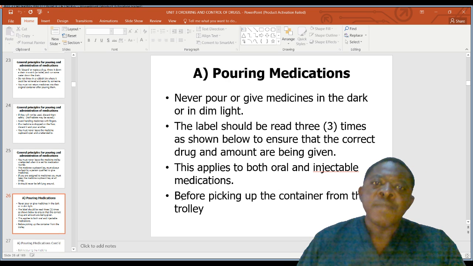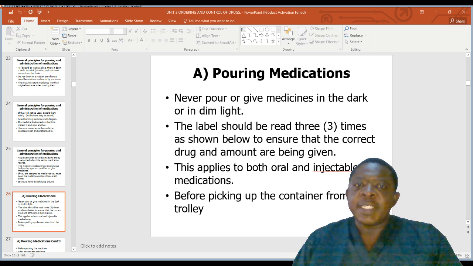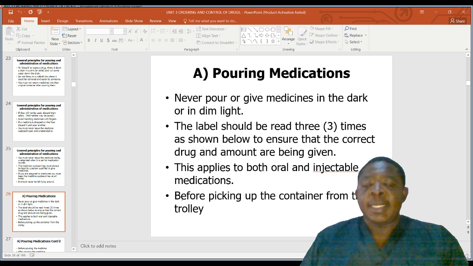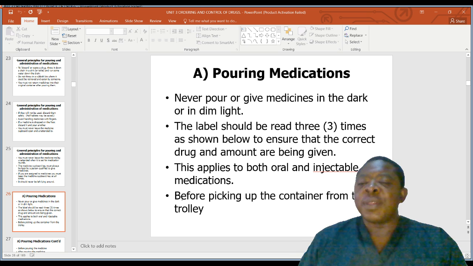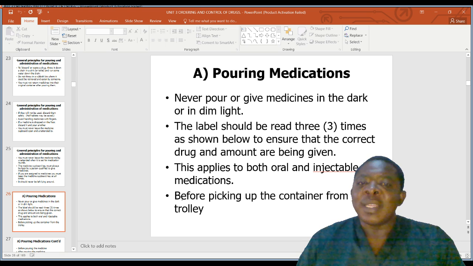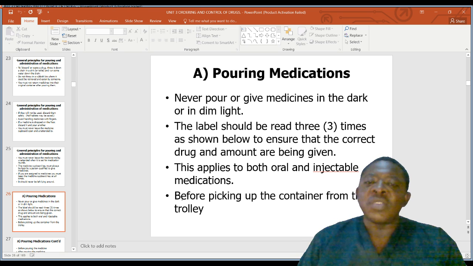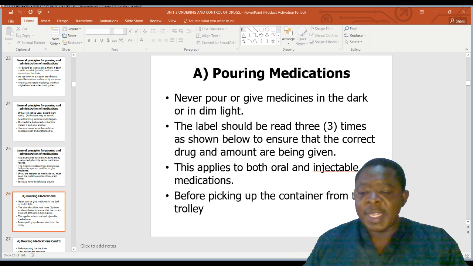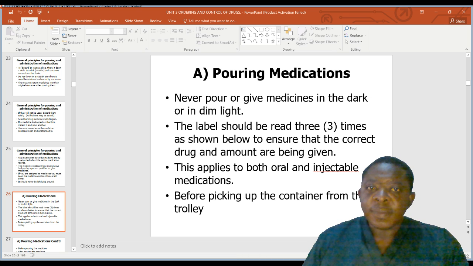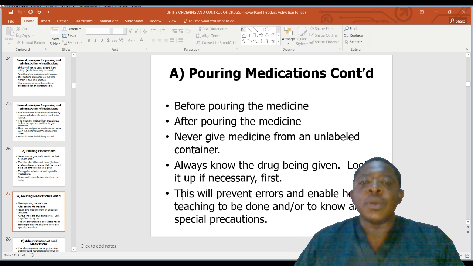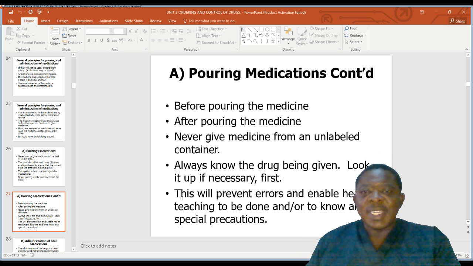So, pouring of medication. Never pour or give medicine in the dark or in dim light, because it will affect the way you measure the required amount. The label should be read 3 times to ensure that the correct drug and amount are given. This applies to both oral and injectable medication. You read it before picking up the container from the trolley, before pouring the medicine, and after pouring the medicine. Those are the three times at which you read about the drug.